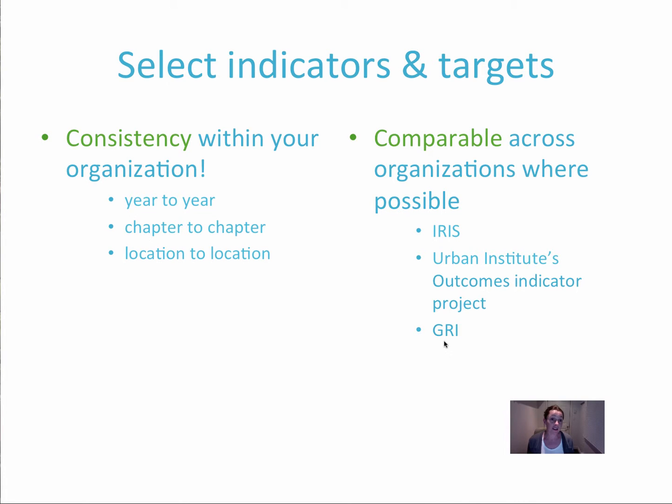One thing we can do is select our indicators and targets to improve comparability. At a minimum, your organization should be consistent within your organization. There is no excuse unless you've completely revised your strategy to change the indicators that you're using to measure performance from year to year. There should be the same measures, the same indicators from year to year. The number will of course change, but the way you're framing the measure should stay the same from year to year. If you're a broad organization, it's got to be the same from chapter to chapter or location to location.